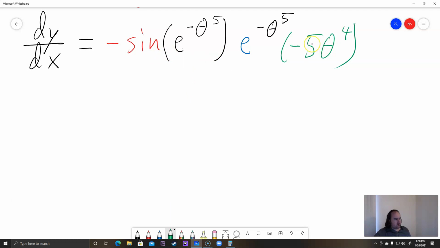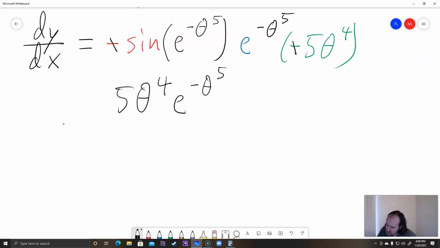We just need to change the order around a little bit. The standard way to write it: notice that these minuses are going to cancel out. We have a minus sign and then a minus 5 theta to the 4th, so these cancel out and our answer is going to be positive. Then we bring the 5 theta to the 4th into the front. So we have 5 theta to the 4th, then our e to the negative theta to the 5th, and last we have sine of e to the negative theta to the 5th.